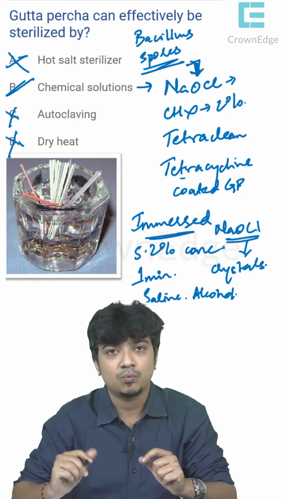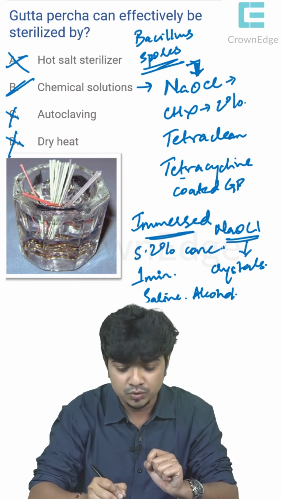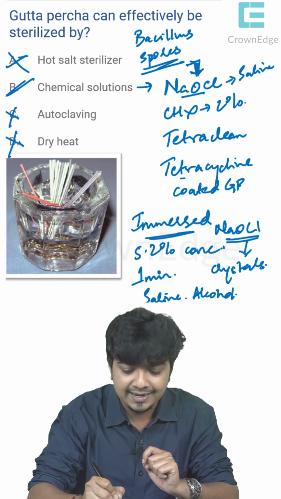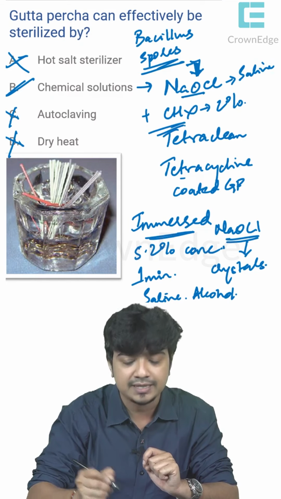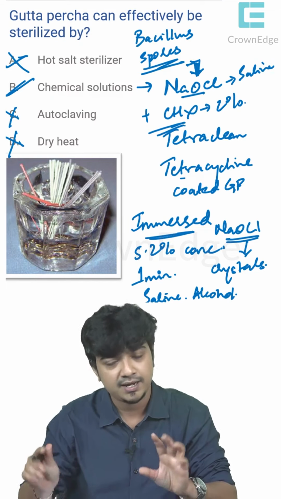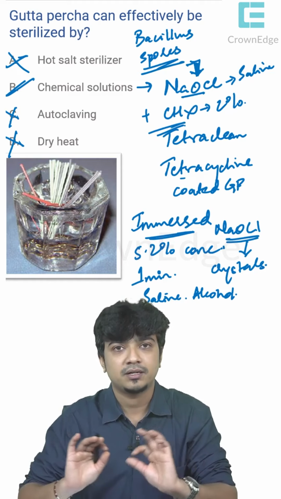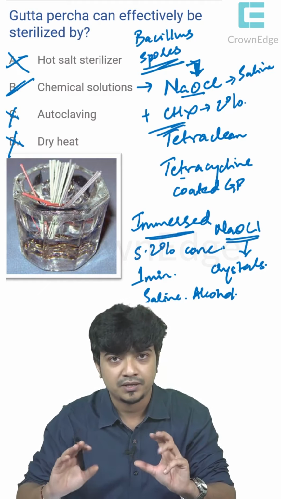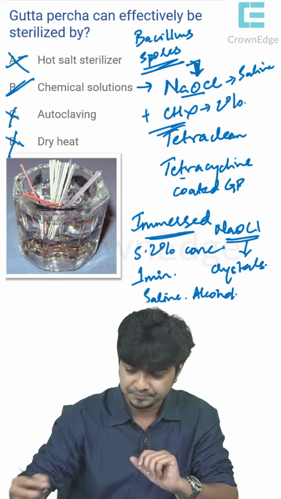And that is the reason why it is essential that we use sodium hypochlorite, then you rinse it off with saline, and an added advantage can be chlorhexidine 2%, which can be used after that, and again dry it using gauze, and then you can use the sealer and go ahead with your obturation of the root canal system.